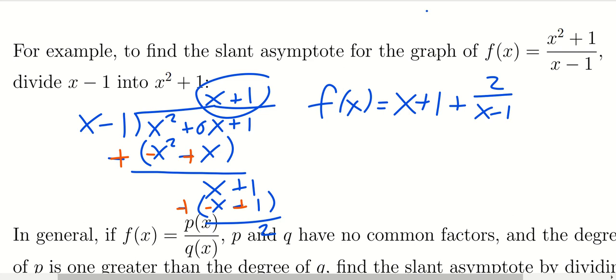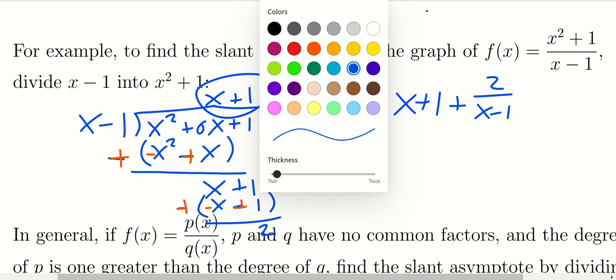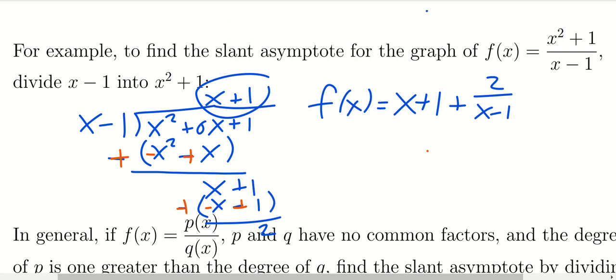When you're looking for the slant asymptote, the equation of the slant asymptote is y equals the quotient. So you can ignore the remainder part. It's whatever you get for the quotient, like this. And the reason why that's the case is when you're looking for the slant asymptote, this is going to be a line that the graph is going to approach at the infinities.